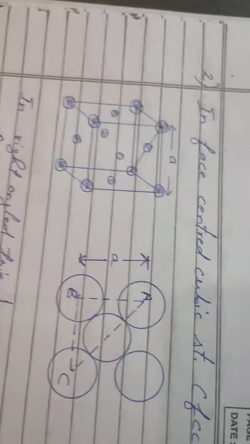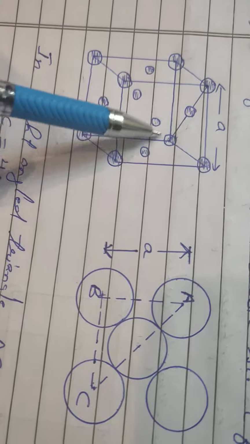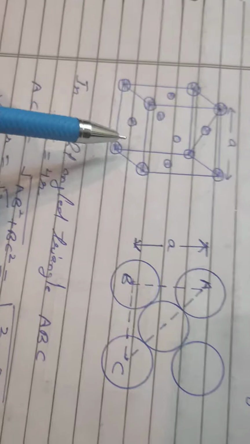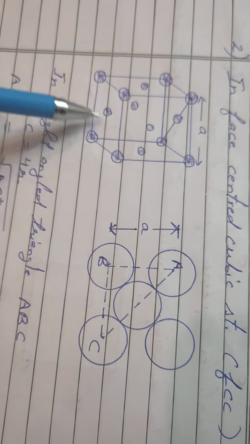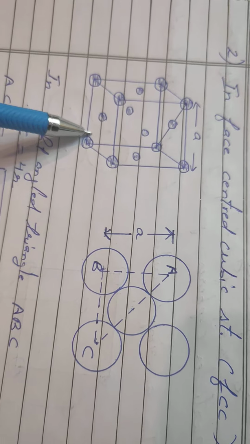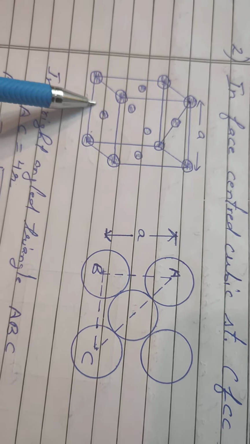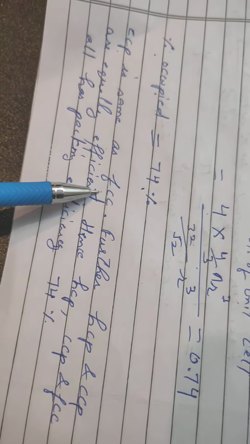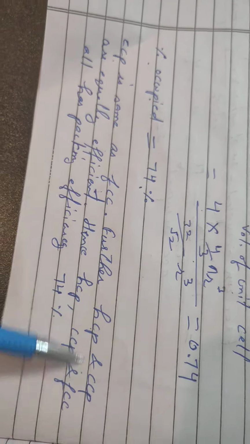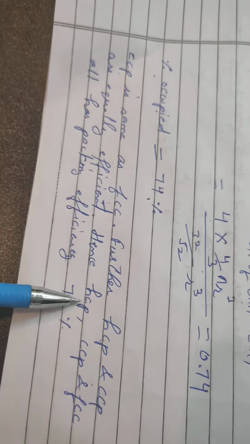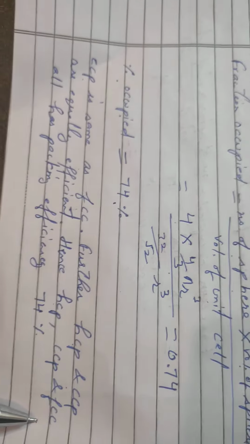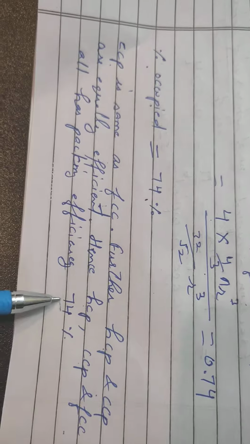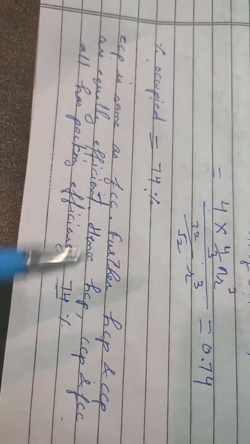Clear? So in FCC इस पूरे यूनिट सेल में जितना वॉल्यूम है उस वॉल्यूम में से इन स्फीयर्स ने कितना वॉल्यूम ऑक्यूपाई किया है, that is 74%. It means it is larger than simple cubic unit cell. Clear? One thing more, now CCP is same as FCC and we know that HCP and CCP are equally efficient, hence HCP, CCP and FCC तीनों की जो पैकिंग एफिशिएंसी है that will be 74%. Clear?